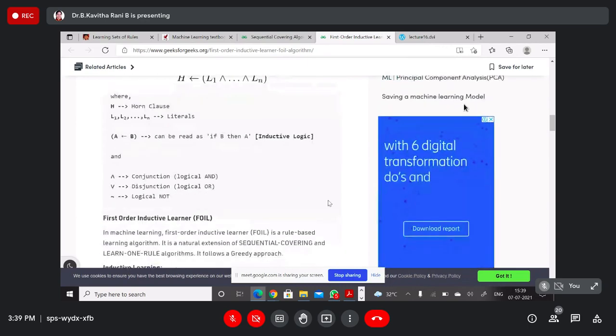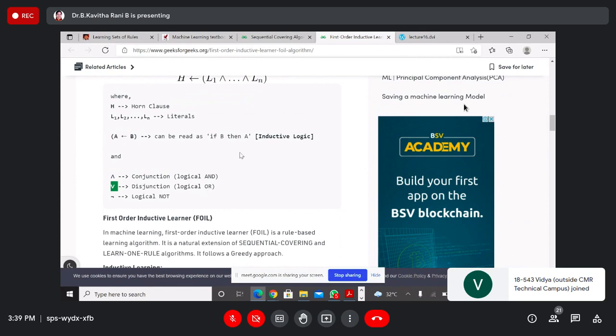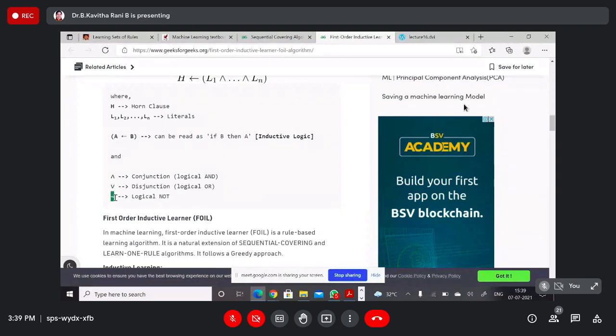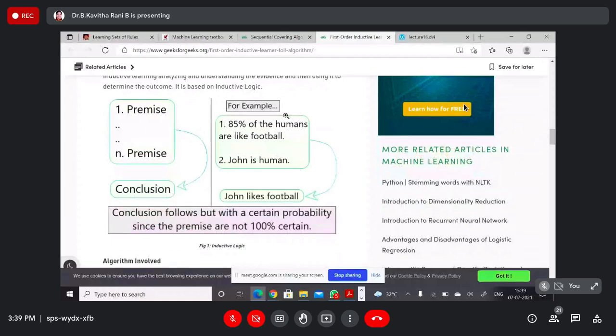So here you see this particular function is read as if B then A. So this is called as inductive logic. Okay, and you can see here this symbol is used for conjunction. This symbol is used for OR. Okay, this is logical NOT. So here is one example.